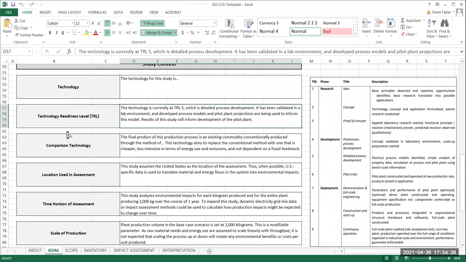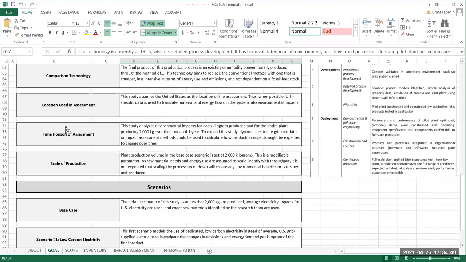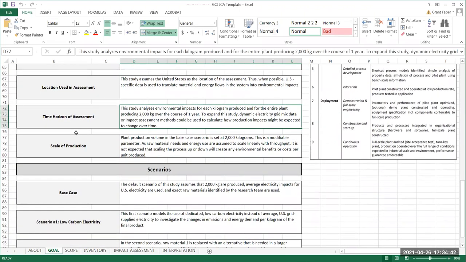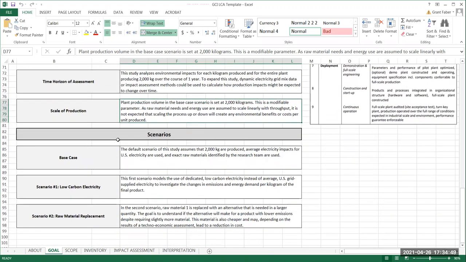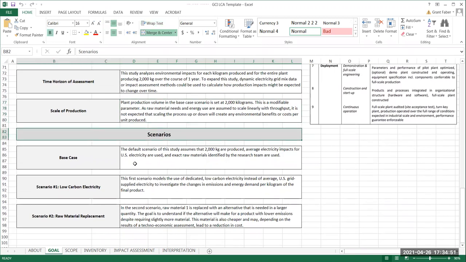So let's see. There are different sections here. Again, the general information or the kind of generic stuff should hopefully be a guide in terms of what to fill in these different sections for your own process. At the bottom here, we have different scenarios for the study, and so this will come up a few times throughout going through the template here today.